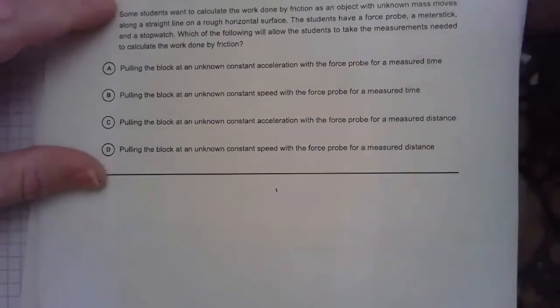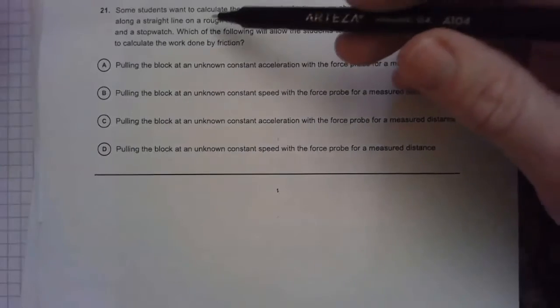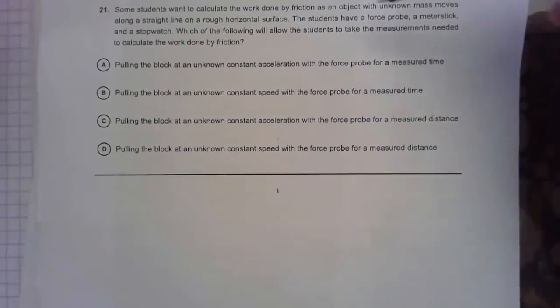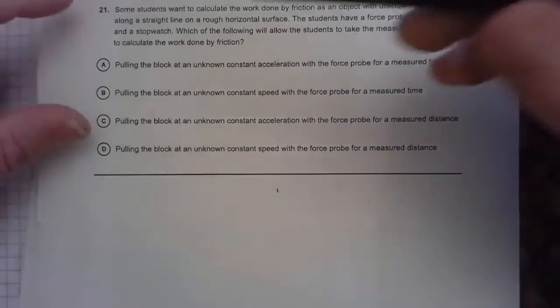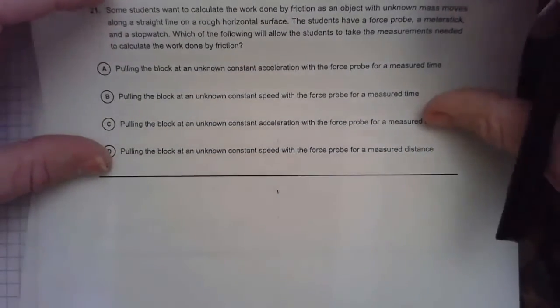All right, 21. Some students want to calculate the work done by friction as an object of unknown mass moves along a straight line on a rough surface. Students have a force probe, meter stick, and a stopwatch. Which of the following will allow the students to take the measurements needed?